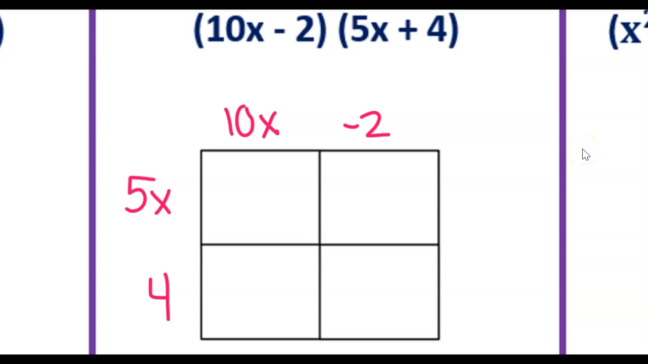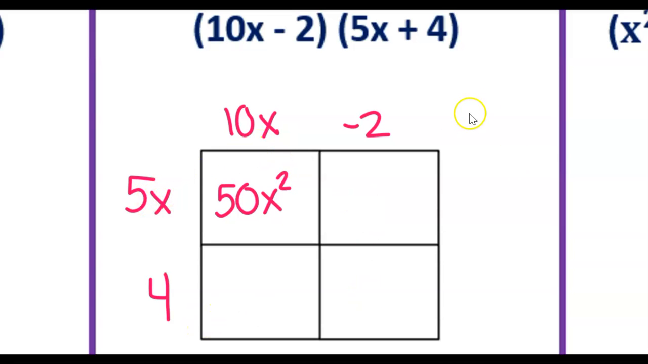Just like in a multiplication chart, we're going to go ahead and take 5x and 10x and multiply them by each other to fill this box here. When you're multiplying numbers that have variables, you need to multiply the coefficients and then make sure that your variables are multiplied by each other, which would make x times x, x squared. You're going to continue on to fill in the rest of these boxes.